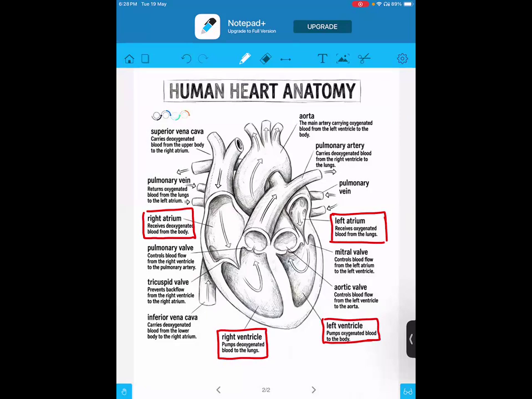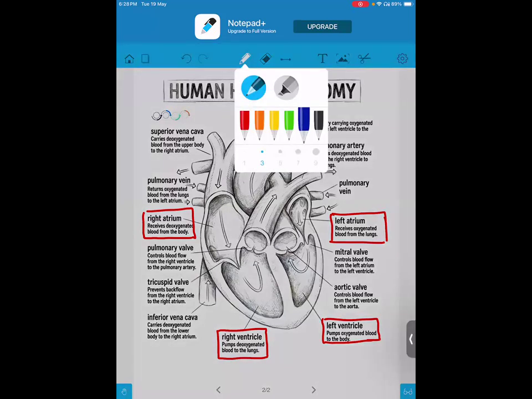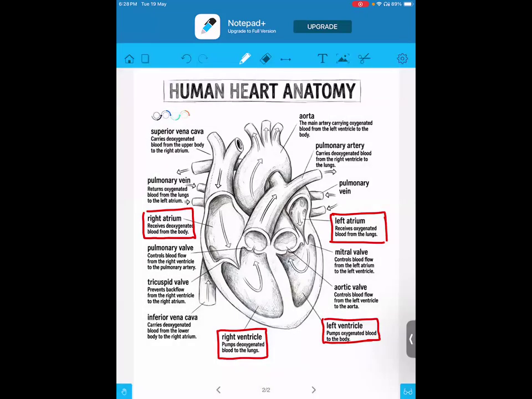Right atrium, they will be receiving the deoxygenated blood. The right ventricle, they will be actually pumping the deoxygenated blood to the lungs. Then left ventricle, basically they will be pumping the oxygenated blood to the body. And then left atrium, they will be receiving it from the lungs. Now, how does it enter? It enters through this pathway, which I'm marking with the blue.